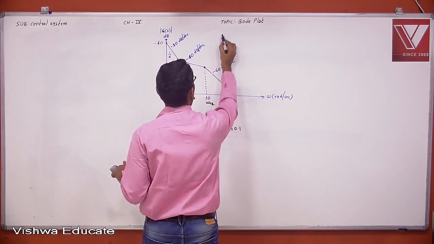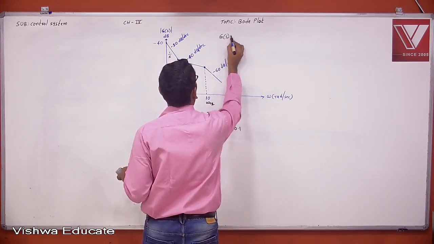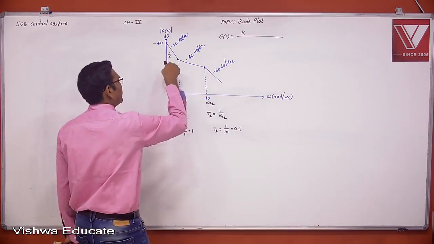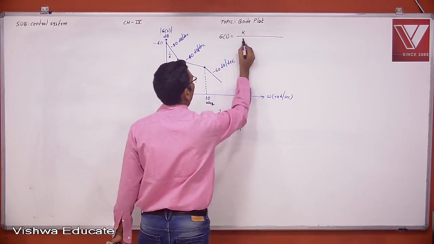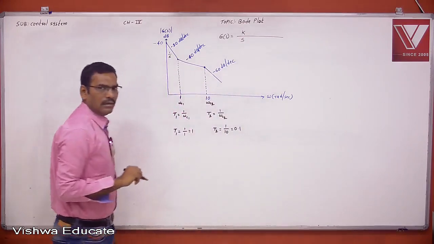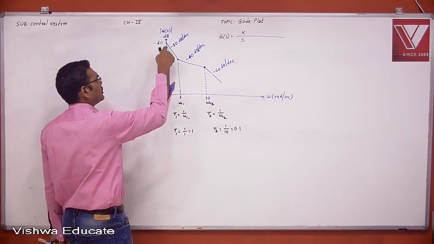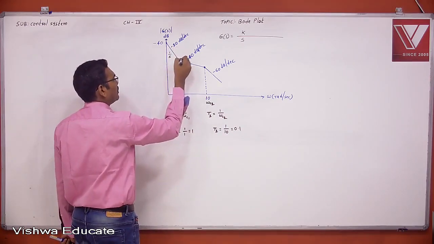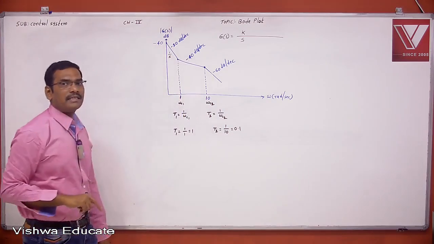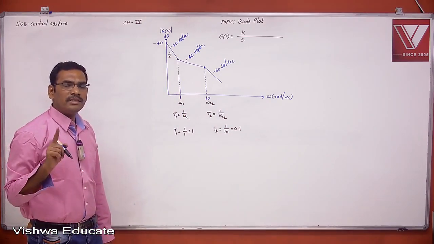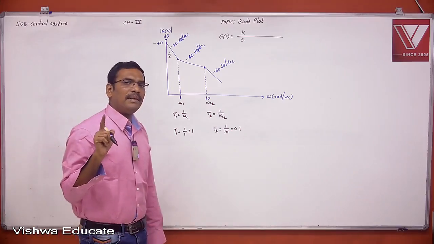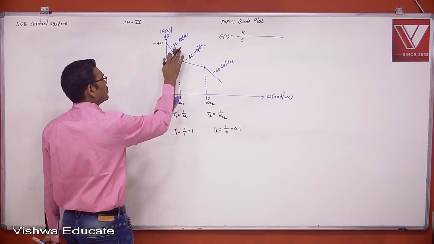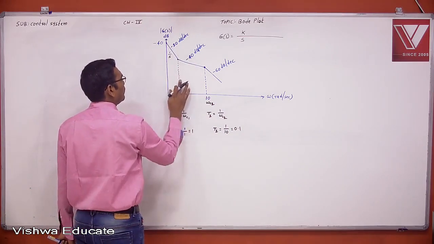G of s equals some system gain K. The starting slope is minus 20 dB per decade, one pole at origin. Next, minus 20 will become minus 40. Students, just try to understand how much value is added at that particular corner frequency. Minus 20 will become minus 40 by adding.